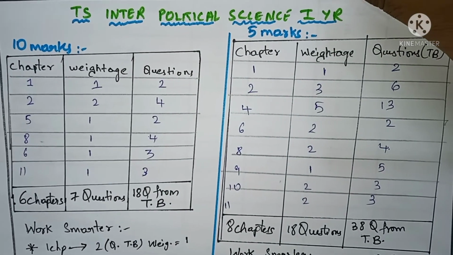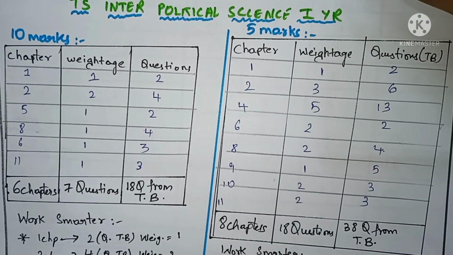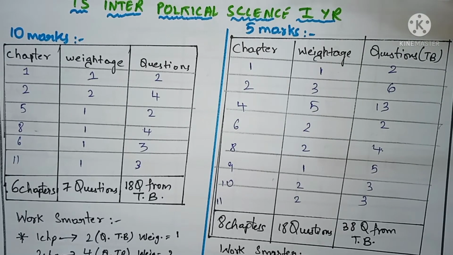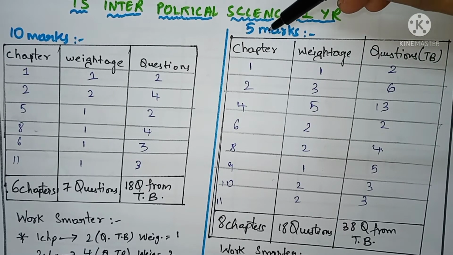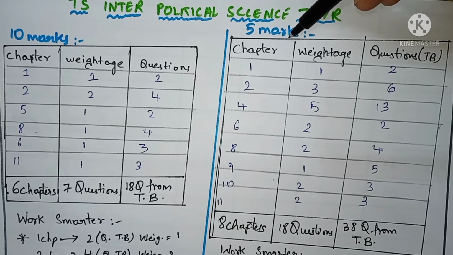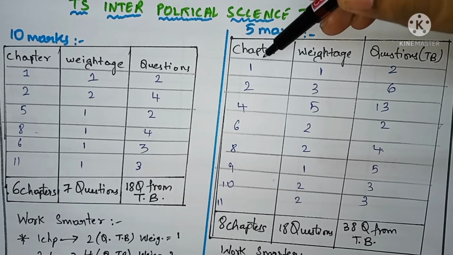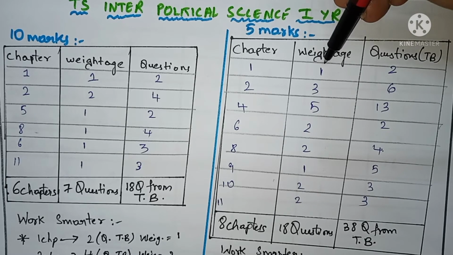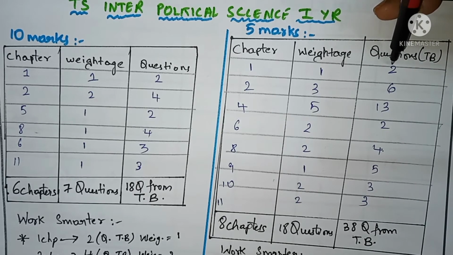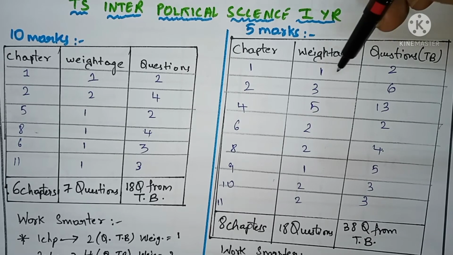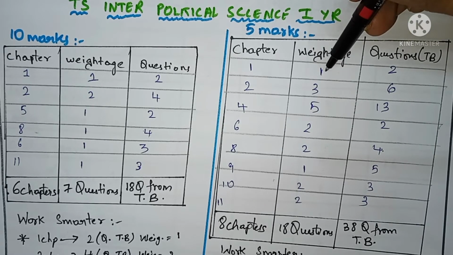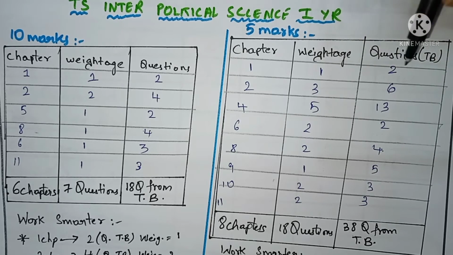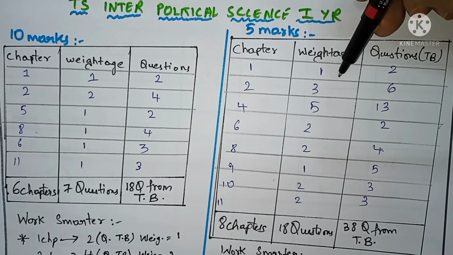Let us move towards the other section, that is section B. Section B is 5 marks questions. First chapter 5 marks question, weightage is one question only, but the questions in the textbook are only two questions. So it is very simple. Just read two questions. You will be able to write one question, and you will easily get 5 marks.